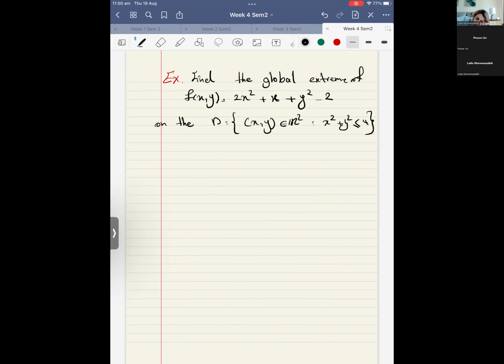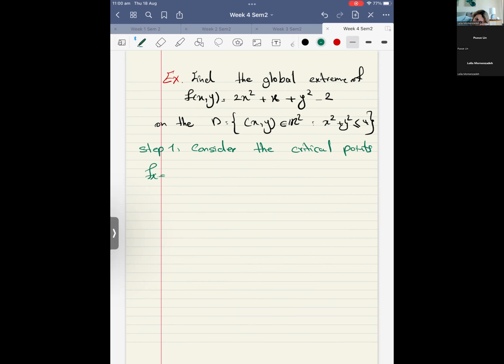This is your domain. Step 1, find the critical points. To find the critical points, you should find the derivative with respect to x and the derivative with respect to y.